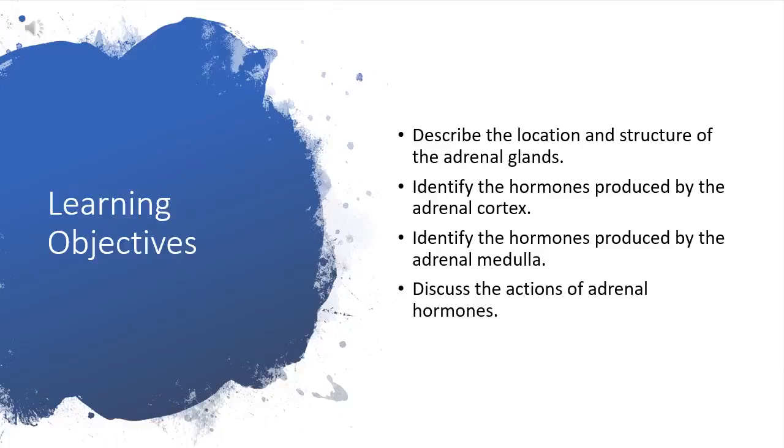Learning objectives. In this lecture, you should be able to describe the location and structure of the adrenal glands, identify the hormones produced by the adrenal cortex, identify the hormones produced by the adrenal medulla, and discuss the actions of adrenal hormones.